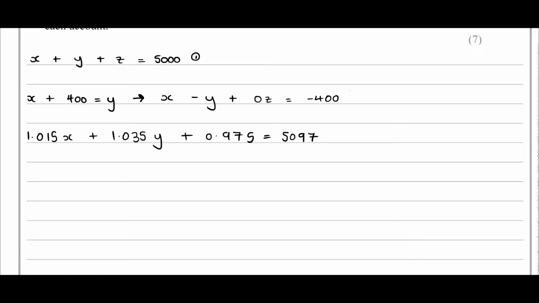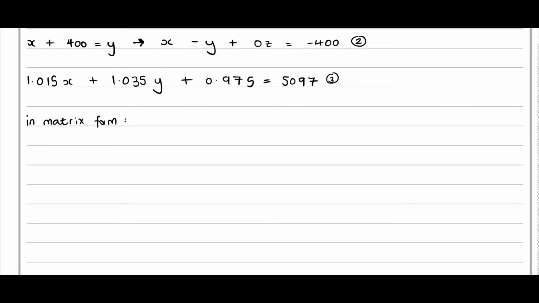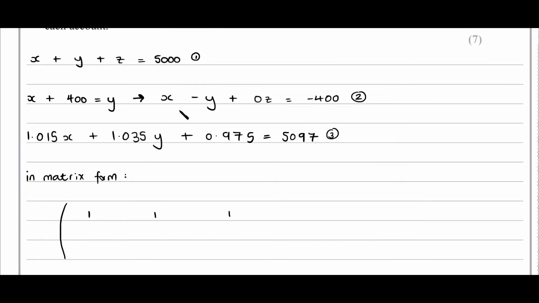So we have 3 equations over here. We have this equation, the second equation, the third equation here. We have 3 unknowns, x, y, and z, and therefore we can solve these equations simultaneously in matrix form. So in matrix form, we can therefore say that we have our first equation 1x plus 1y plus 1z. In matrix form that would be 1, 1, 1. For the second equation we have x minus y plus 0, so we have 1x minus 1y plus 0z.